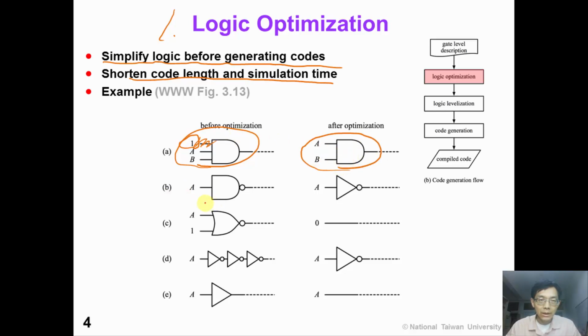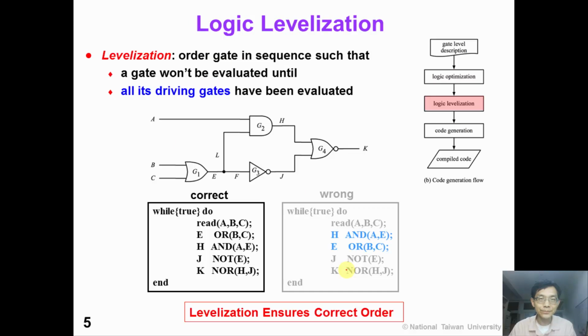If we have a NAND gate with one input tied to 1, this is equivalent to an inverter. If we have a 2-input NOR gate with one input tied to 1, which is a controlling value, then this is simply a logic 0. Or if we have a sequence of 3 inverters, we can simply reduce it to 1 inverter. If we can simplify our circuit, our simulation will be faster.